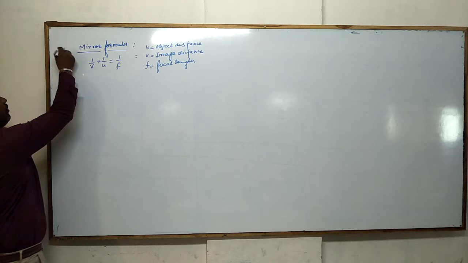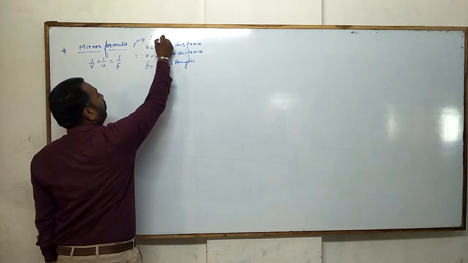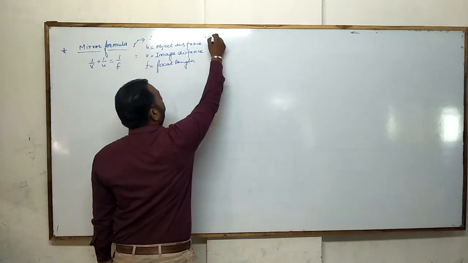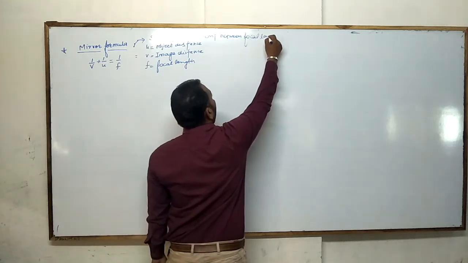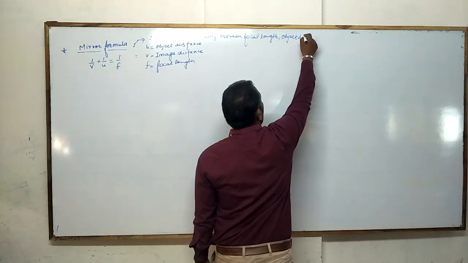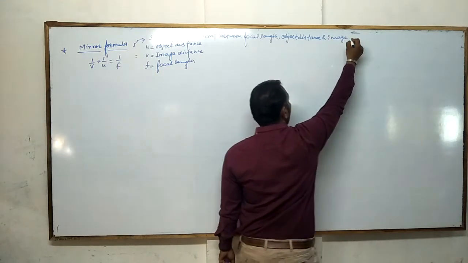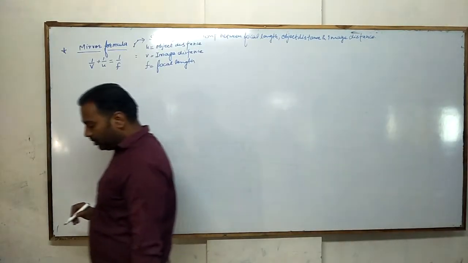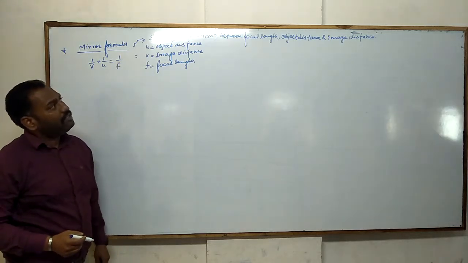So this is the mirror formula, and it is showing the relationship between focal length, object distance and image distance. It means the relationship between the image distance, object distance and focal length.